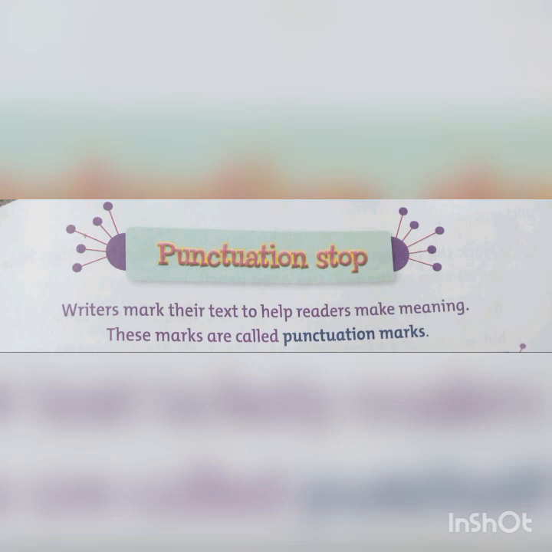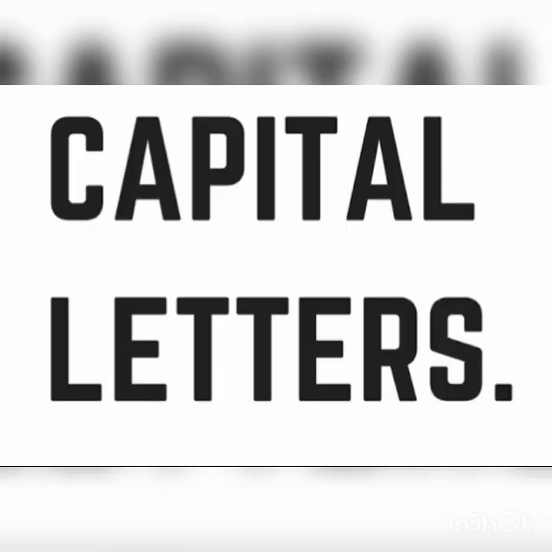Writers mark the text to help readers make meaning. These marks are called punctuation marks. So students, basically punctuation helps the reader to read the text more effectively and helps to make the meaning clear. Some of the punctuation that writers use to mark their text are full stop, question mark, comma and capital letters.